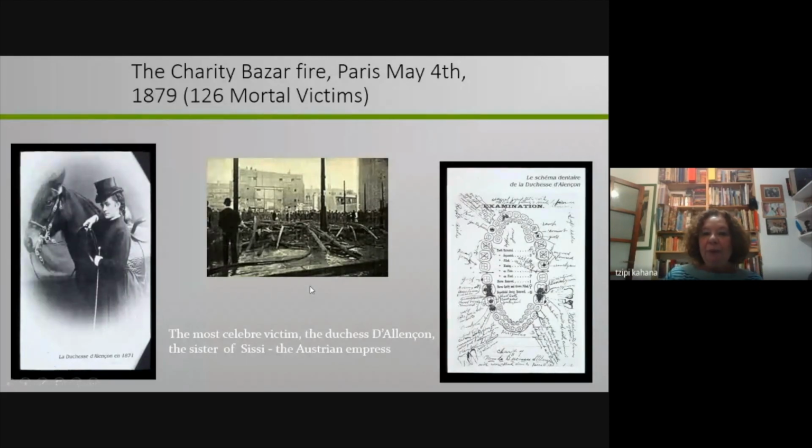Now a little bit about ante-mortem data collection. One of the most famous cases from the 19th century is the fire at the Charity Bazaar, in which there were 126 victims, and many of them were identified by dental data. The most famous one, of course, was the Duchess of d'Alençon, and forgive me for the accent. She was the sister of the Austrian Empress Sisi. She was identified by the dental records that were sent to Paris.